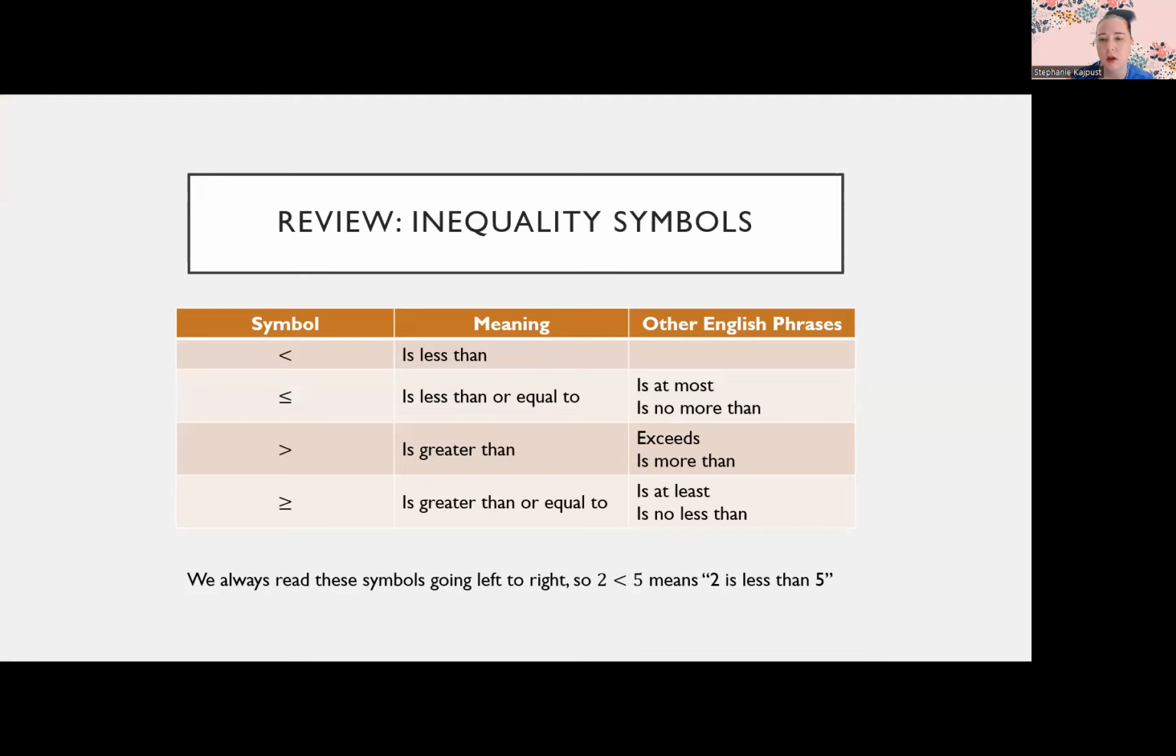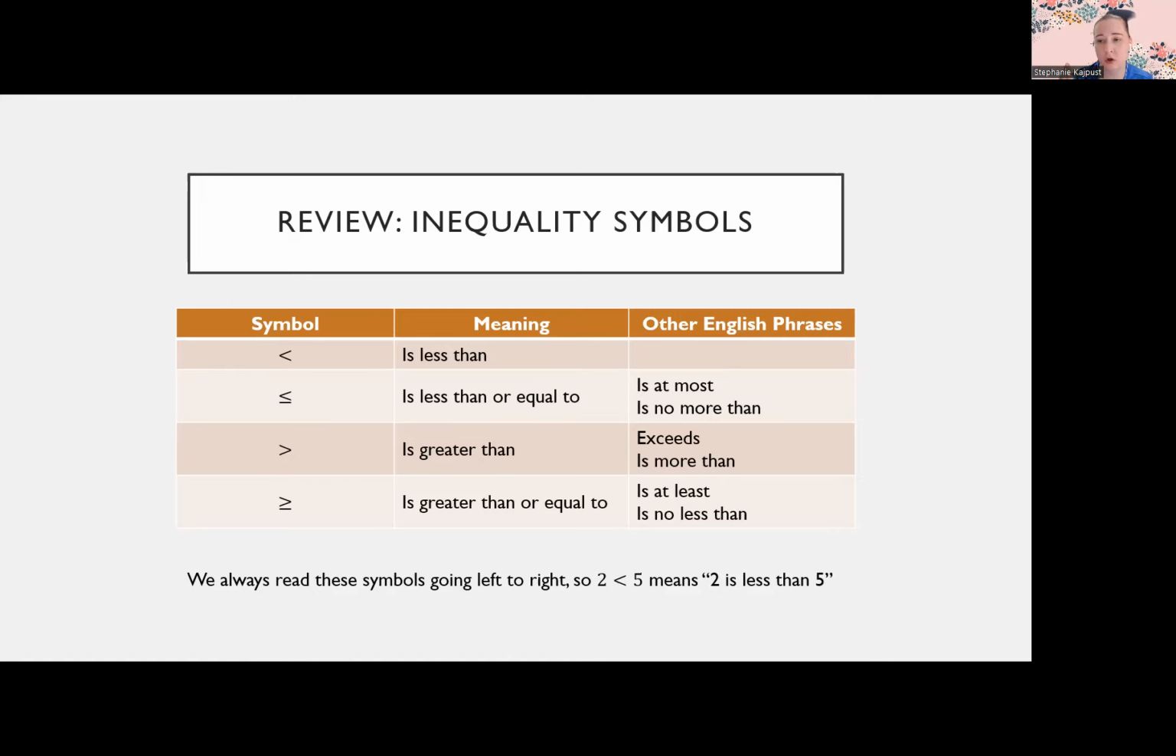So we've got the less than symbol, which really doesn't have any other meaning in English. Less than or equal to, when you're translating word problems, can also mean at most or no more than. Those are other phrases that indicate you're dealing with a less than or equal to. The greater than symbol can also be translated as exceeds or is more than. And then you've got the greater than or equal to, which can be at least or no less than.